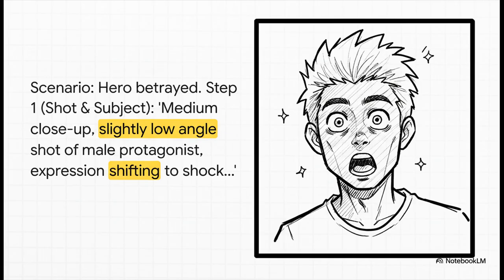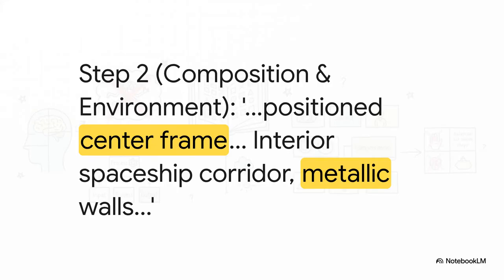See, we're not just saying a man. We're defining the camera, a medium close-up, slightly low angle, and the character's very specific action and emotion. Their expression shifting to shock. This is our foundation. Okay, next up, we layer in composition and environment. By putting our hero center frame, we're forcing the viewer's attention right where we want it. And by adding interior spaceship corridor, well, now he isn't just floating in a white void. He's grounded in a real place, in our story.